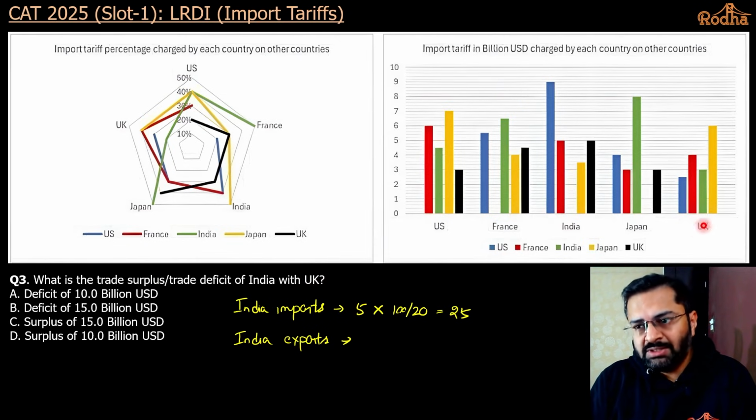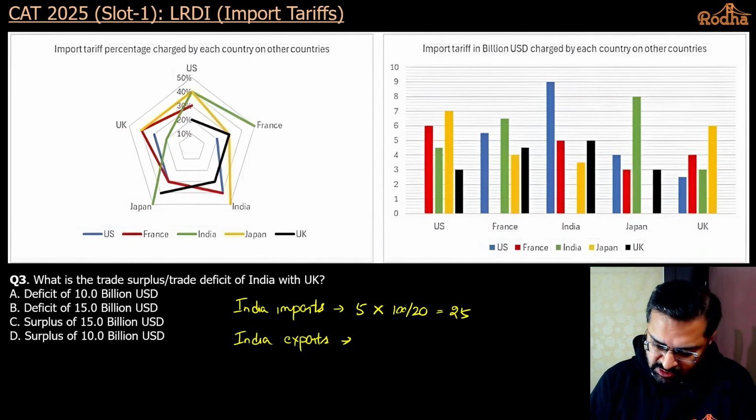You go to UK, this is UK, and where is India in this? India is this green one. So UK, India is this. This is the level. How much is this? You can check this here, right? This is nothing but 3. What would we write here? This is 3.